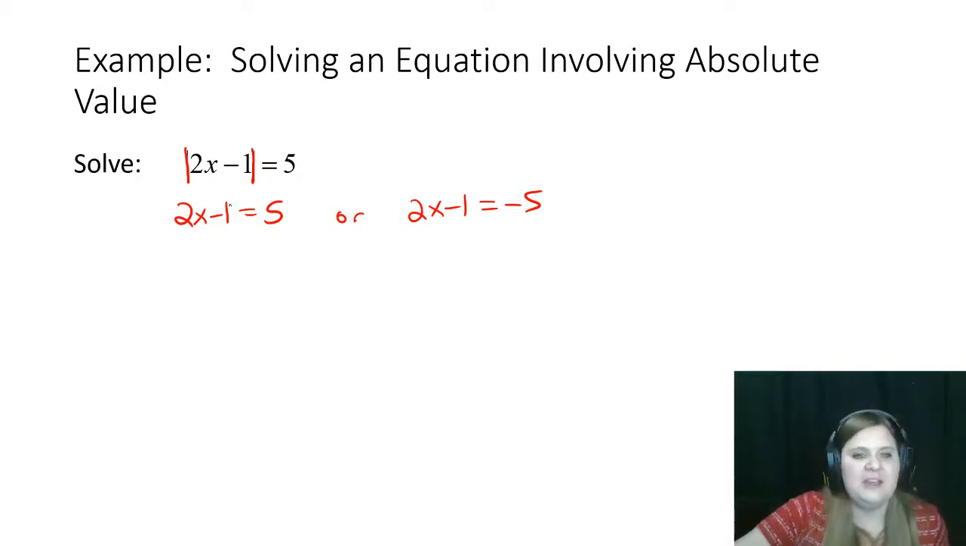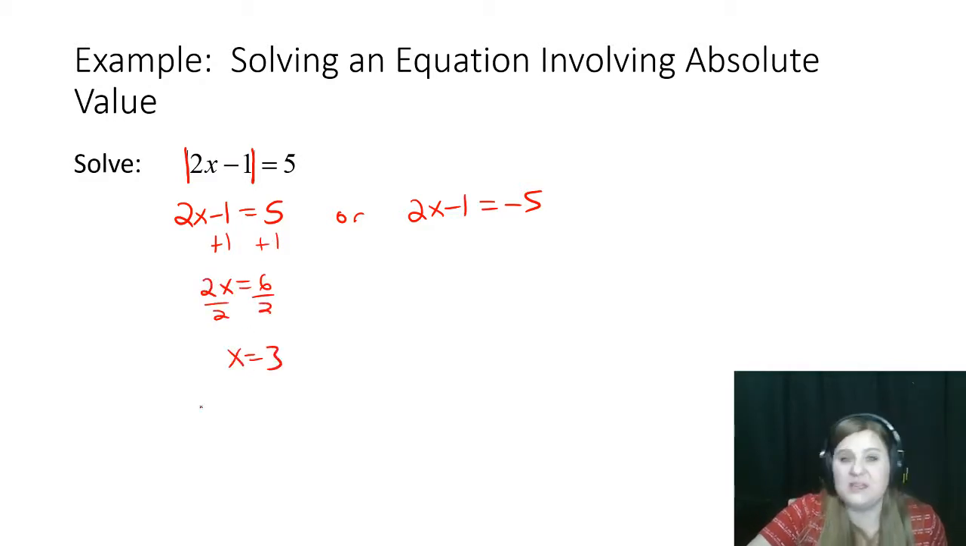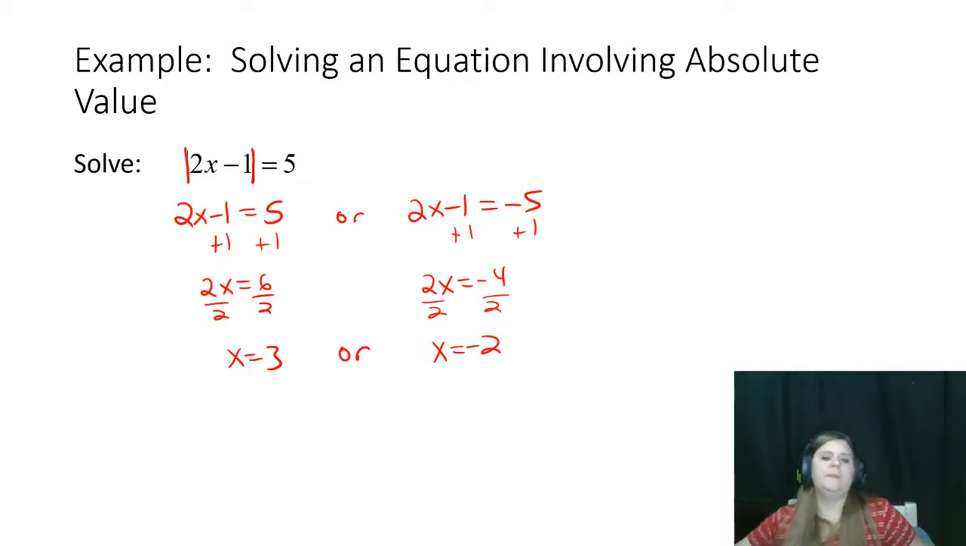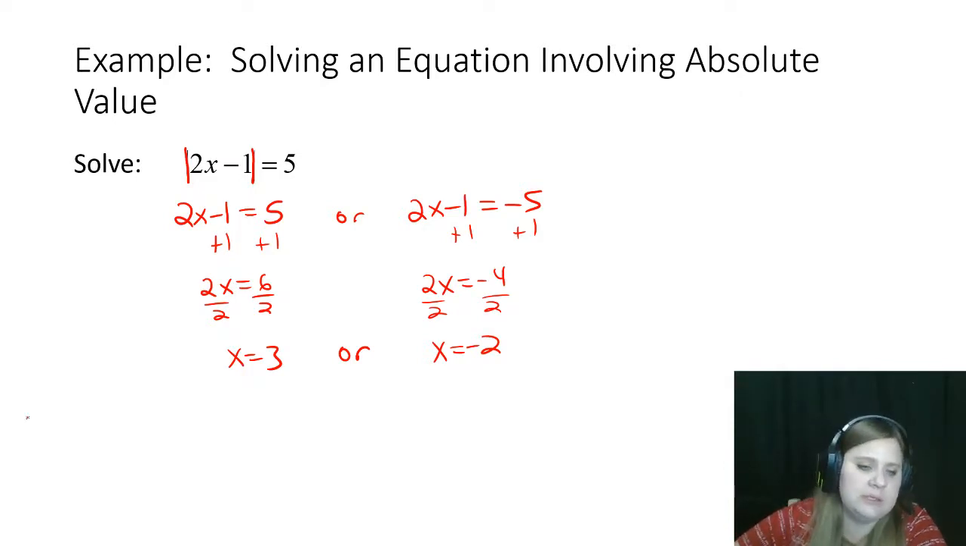All right. Now, I'm going to add 1 on both sides and divide by 2. That gives me x equals 3. I'm going to do the same thing for the other one. So add 1, 2x equals negative 4, divide by 2, x equals negative 2. Now, I put my little or in between. It's important to say or. And then you do want to check your answer. Absolute value equations, like radical equations, can occasionally give you extraneous or erroneous solutions. So you do want to check that your answers work.